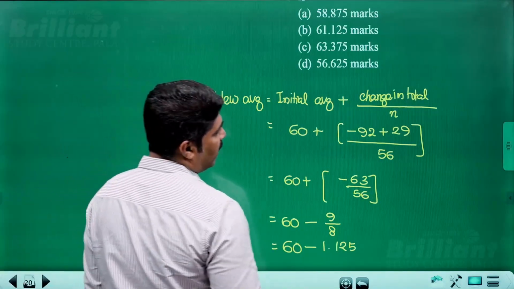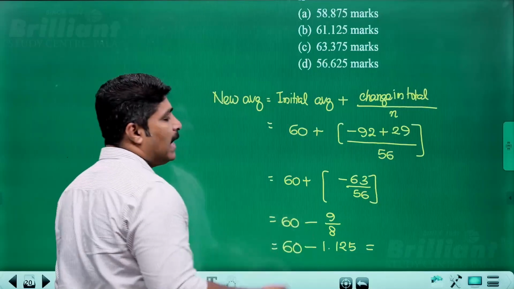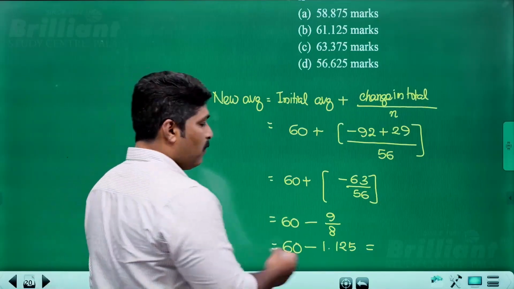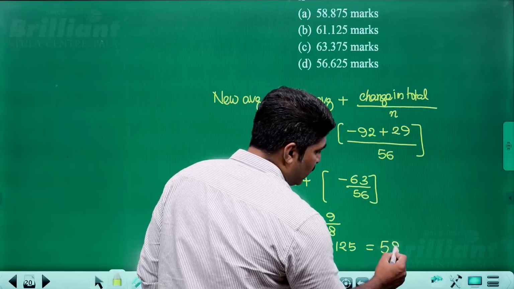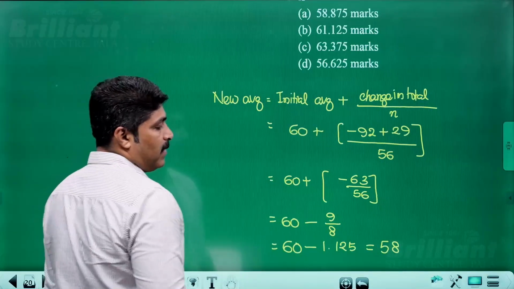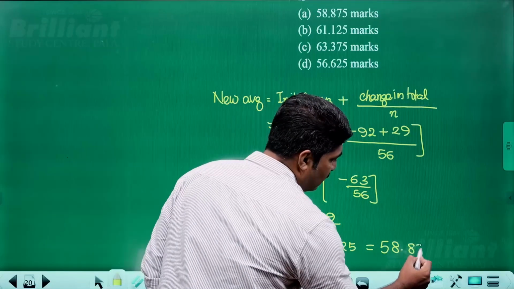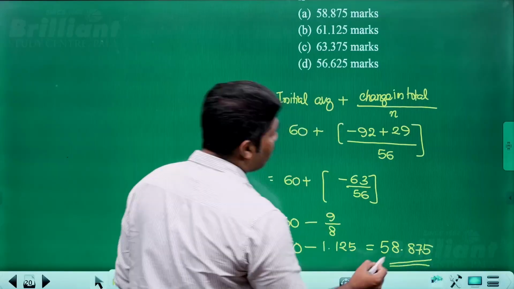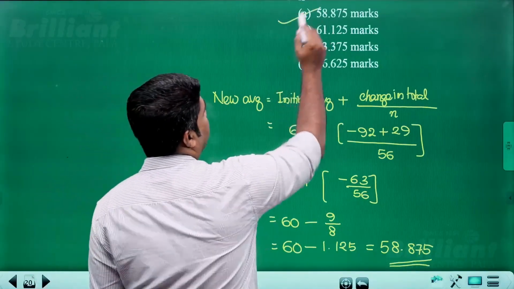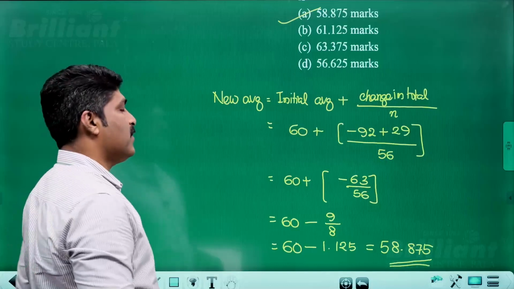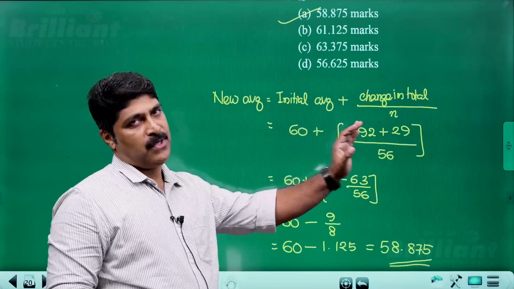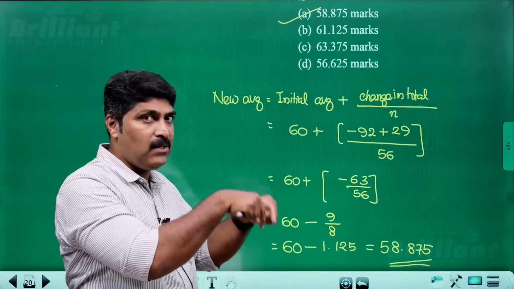Then what is our final answer here? This is 60 minus 1.125. This is 60 minus 2, that's 58, then of the 125, the remaining is 875. So here the answer is 58.875. That is the first option. So this is a tricky approach for finding this kind of situation.